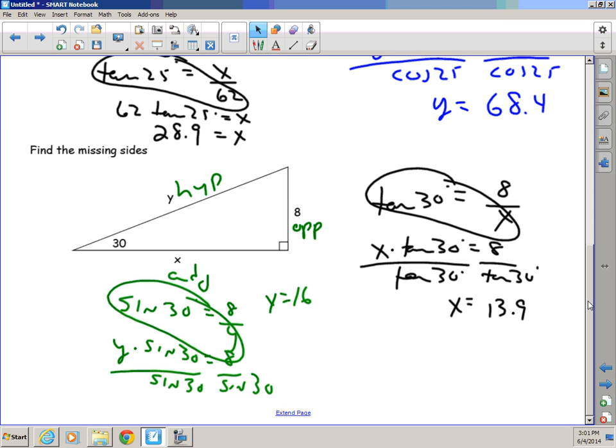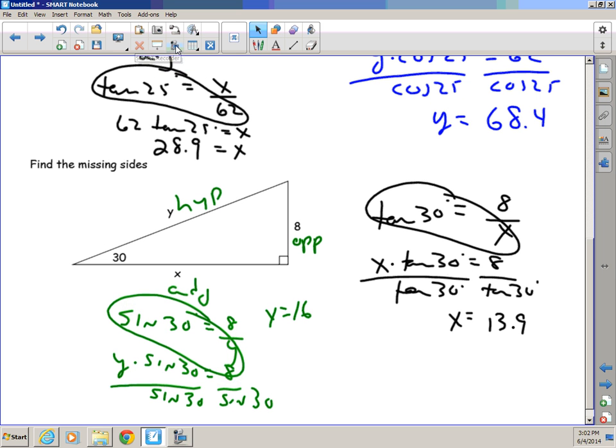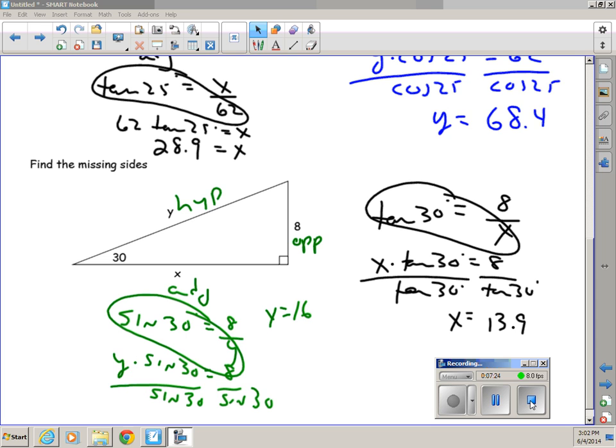Now, one of the benefits is that when you're asked to find all the sides, you should always end up in a situation where your hypotenuse is the largest of the three numbers. Otherwise, something is incorrect there. Okay? And that's just a good check for you. So today we found the missing side. Tomorrow we find the missing angle.